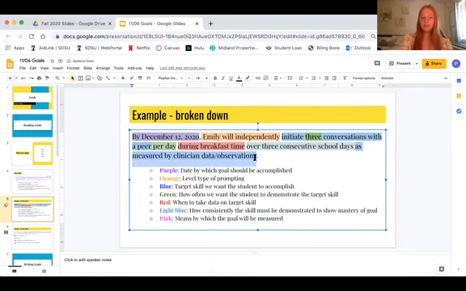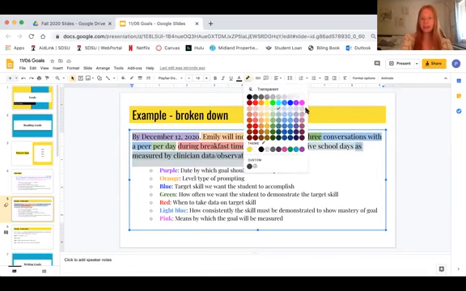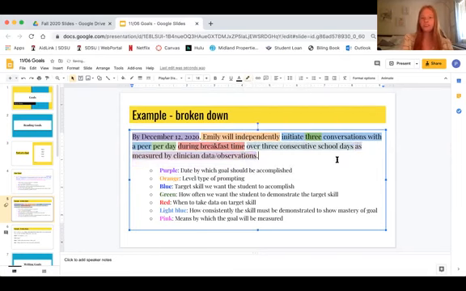See, so I'm glad that we went over this together because I realized that I was missing a really important part of the goal, which is that I needed to write how it was going to be measured. And then I also was able to add during breakfast time, even though that doesn't really need to be in this specific goal. It could just be in any time at school that the clinician is measuring data. All right, so hopefully that helps.